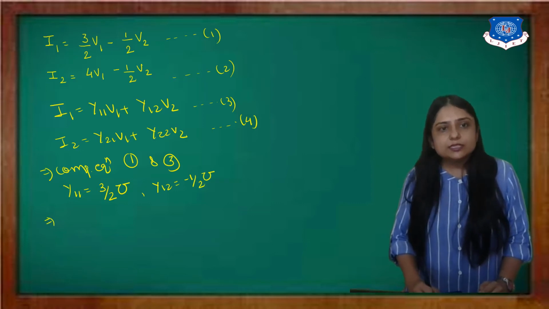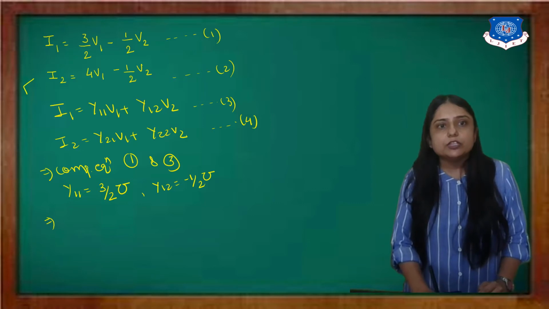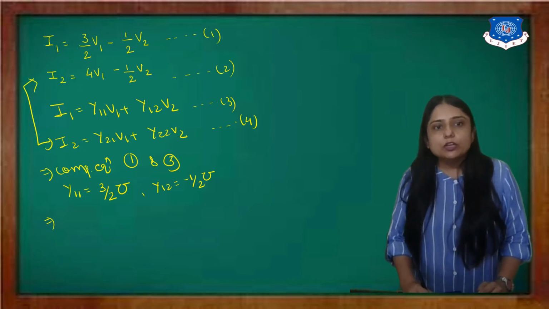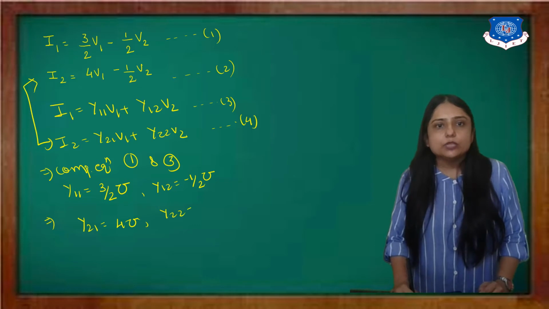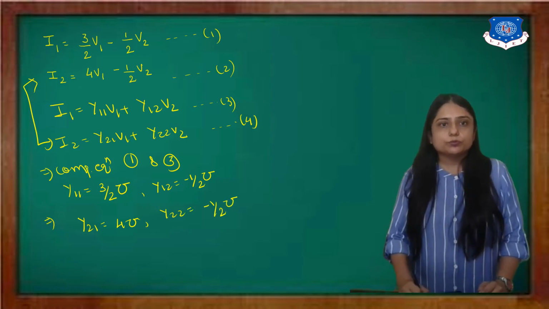Now similarly you just compare equation number 2 with equation number 4. So the value of y21 that you will get is 4 mho. And the value of y22 is equal to minus 1/2 mho.